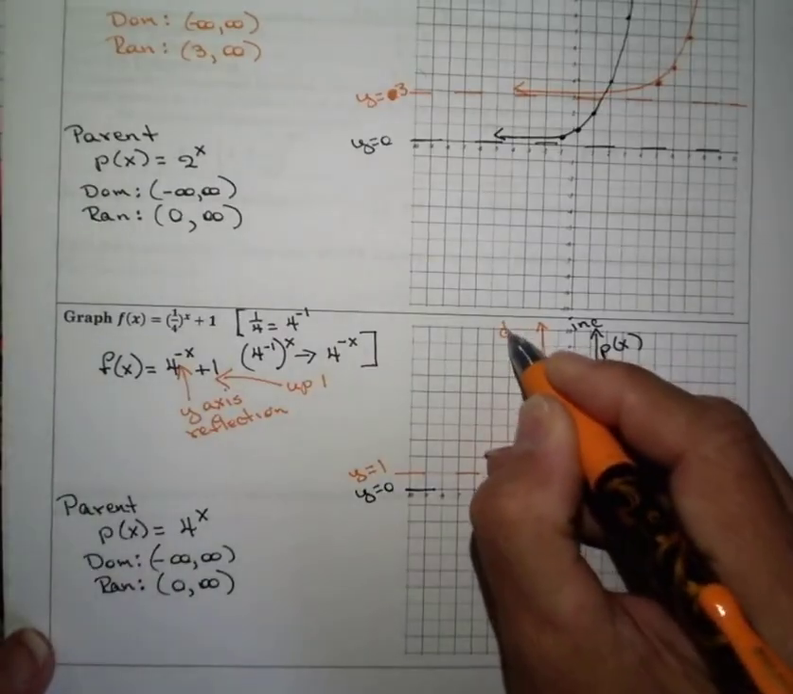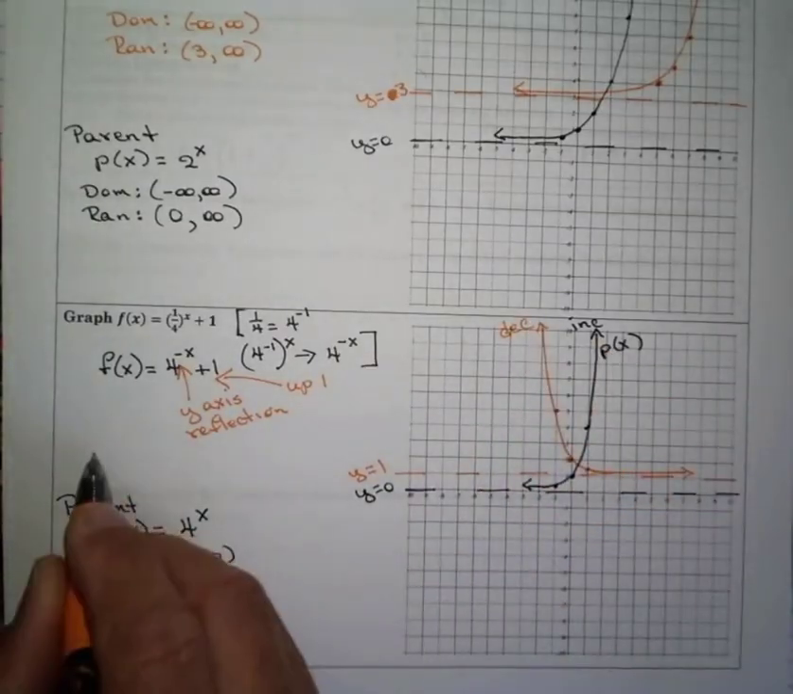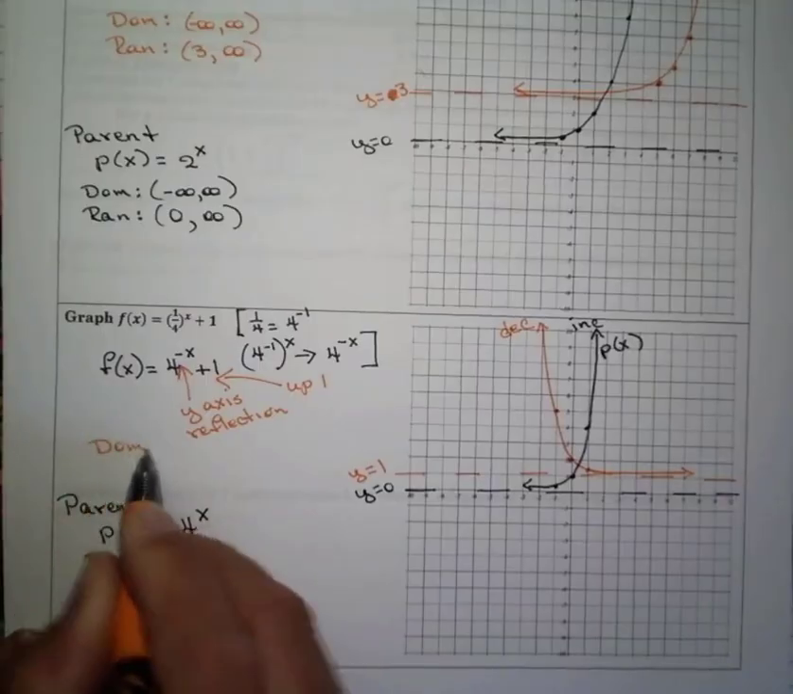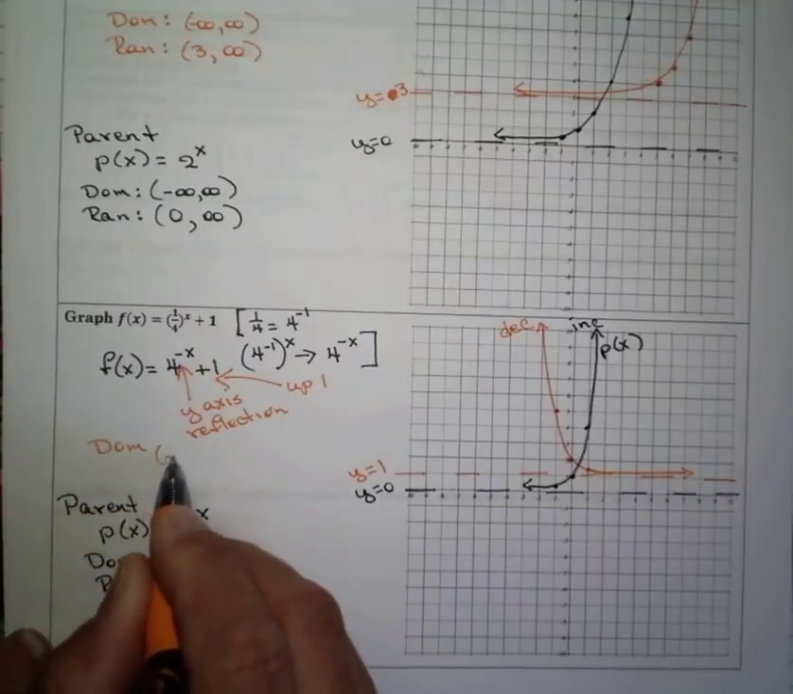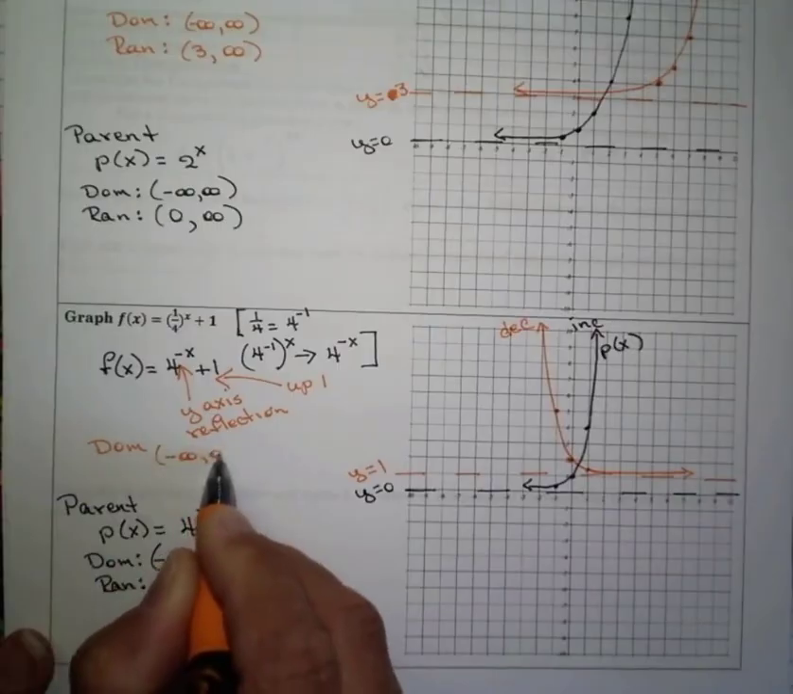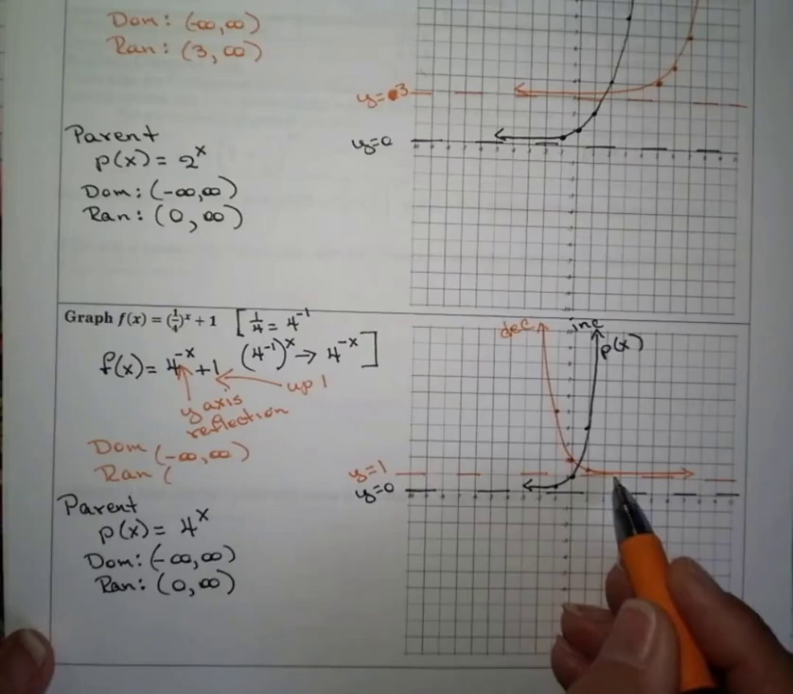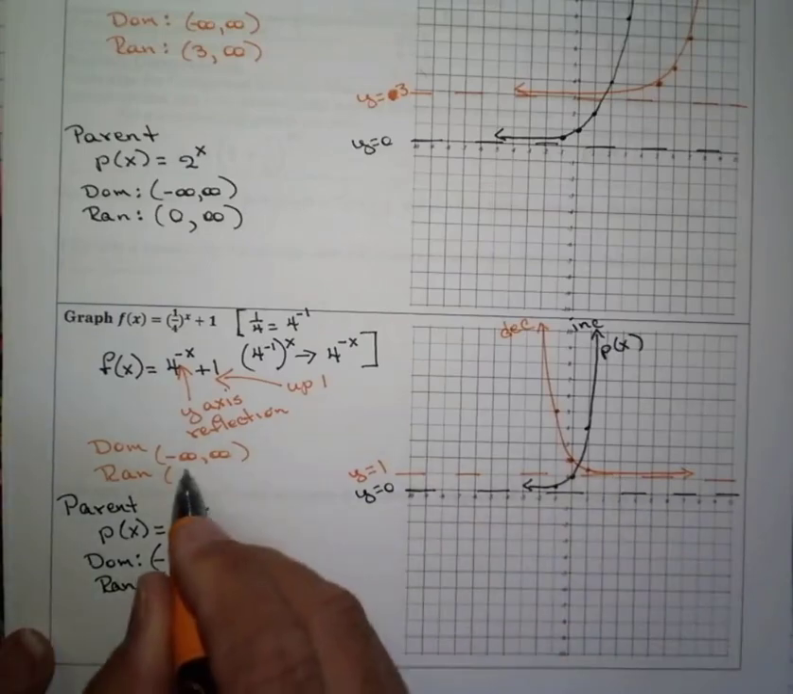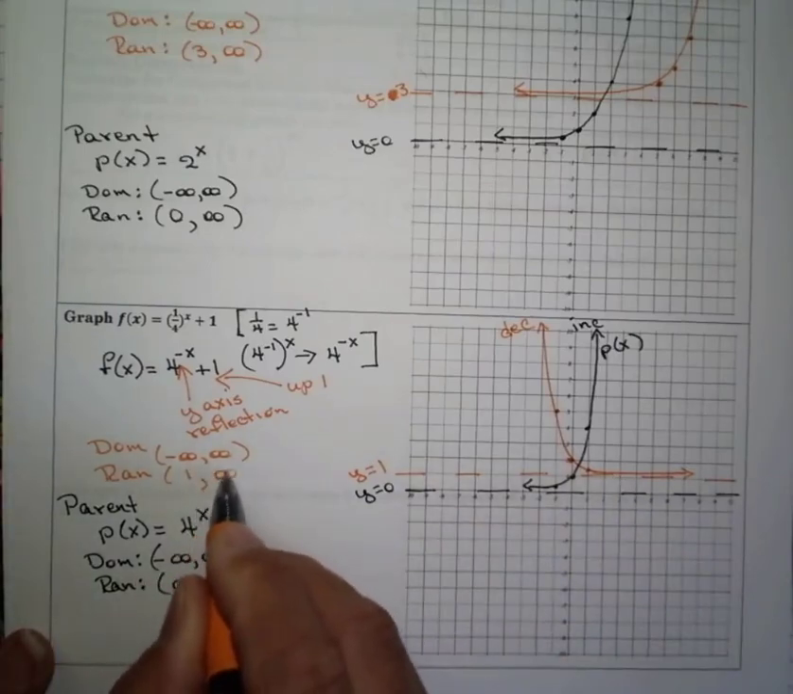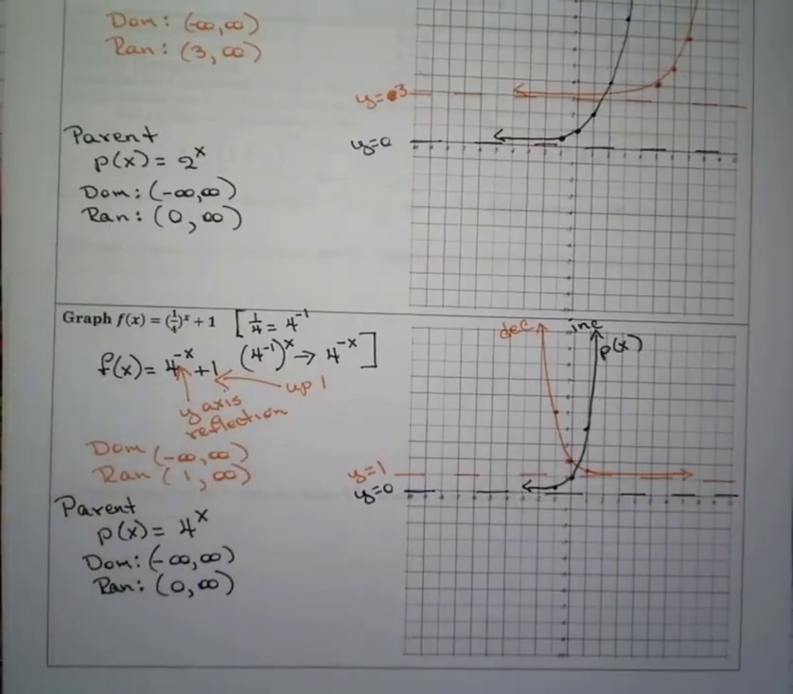Well, this one is a decreasing function. This one has a domain that is also still going to be -infinity to +infinity. But its range has changed, hasn't it? Its range is now being stopped on the bottom by 1, not 0, and it goes all the way up to +infinity.